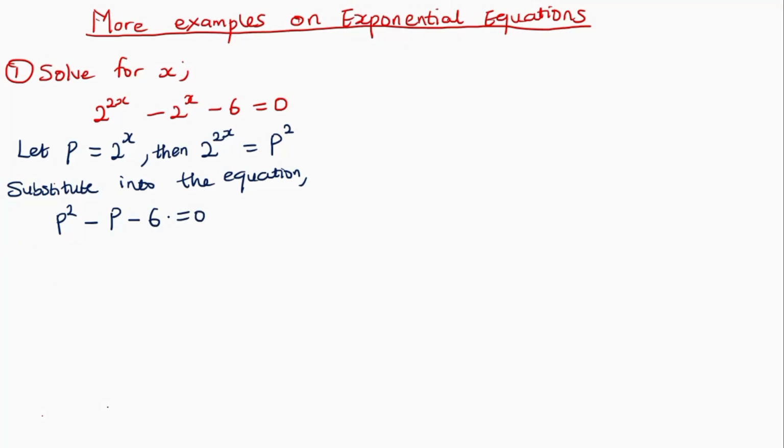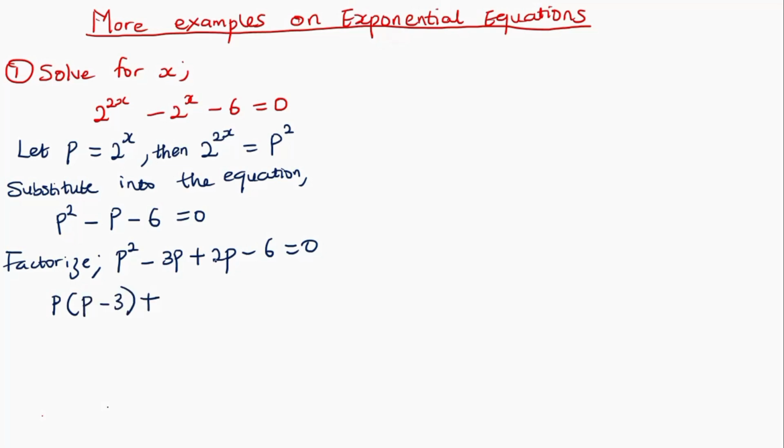Alright, so next, when we have something like this, we want to simply factorize. If you factorize this equation, we have p squared minus 3p plus 2p minus 6 is equal to 0. Factorizing this, for the first two terms, p is common. If we factorize p out, we have p times (p minus 3) plus, now what is common between 2p and 6, we have 2, times (p minus 3) equals 0.